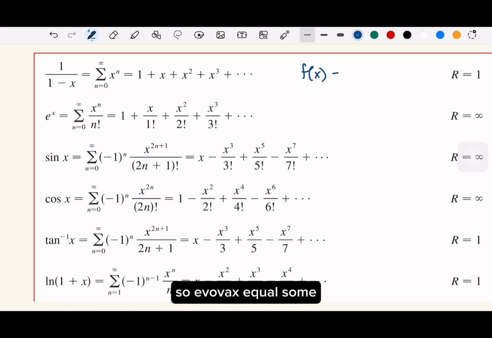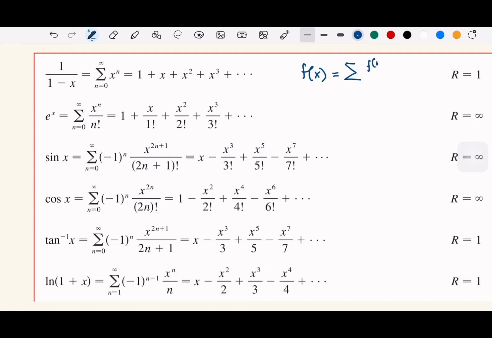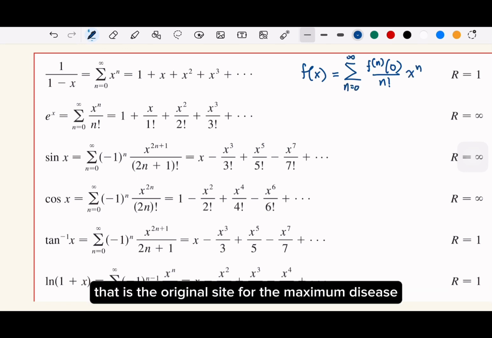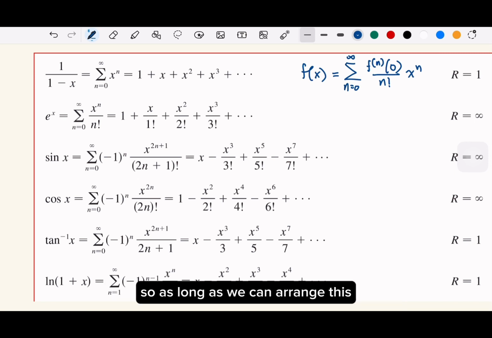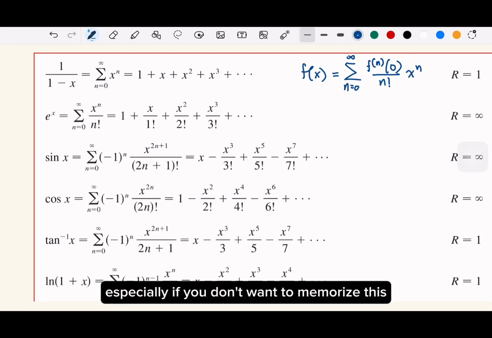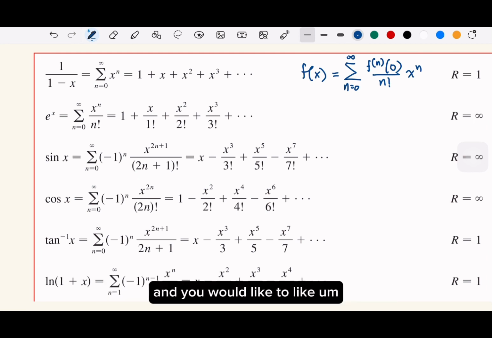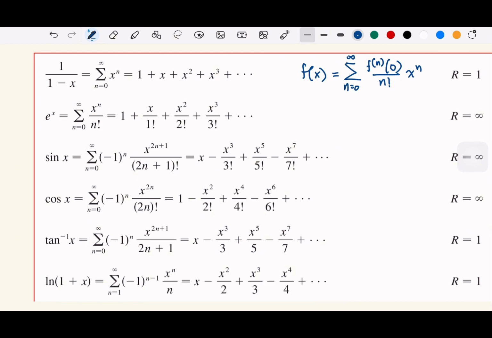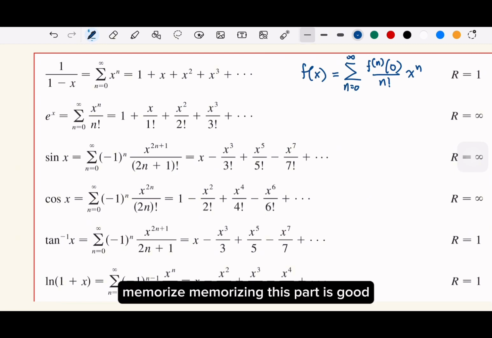f of x equals the sum. That is the original set for the Maclaurin series. So as long as we can arrange this, how do we do it? Especially if you don't want to memorize this, you would like to know how. Memorizing this part is good, but it is better if you know how to get it.